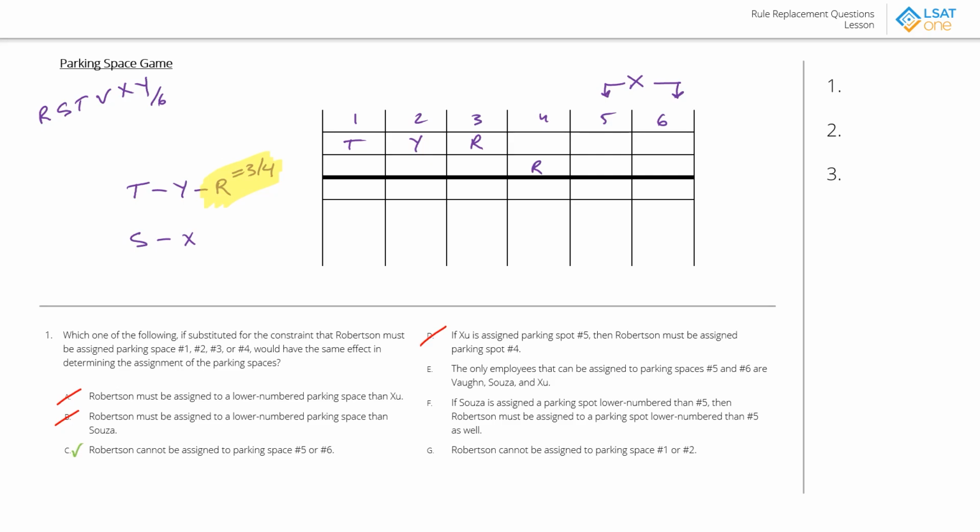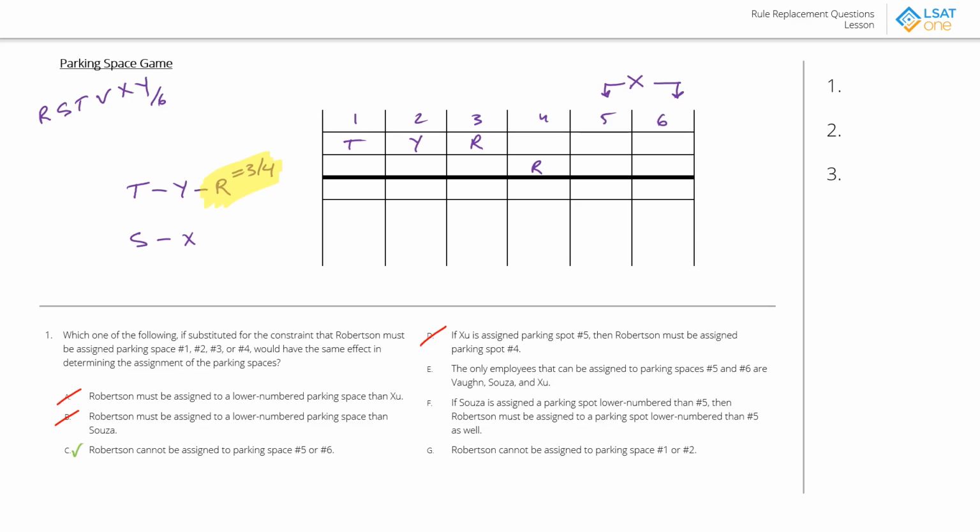E. The only employees that can be assigned to parking spaces 5 and 6 are V, S, and X. Now, answer choice E is another one of those examples of what we'll call inversions. Basically, what's happening here is that instead of saying that R has to go into the first 4 positions, this is basically saying that the only people that can go into the other positions, 5 and 6, are just everybody else. Which, if you think about it, that does get the job done, right? If we say that the only people that can go into 5 and 6 are V, S, and X, that certainly means that R cannot go into 5 and 6, so R gets stuck in the first 4 positions.